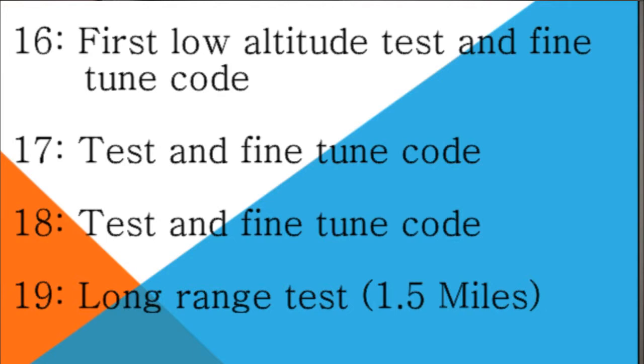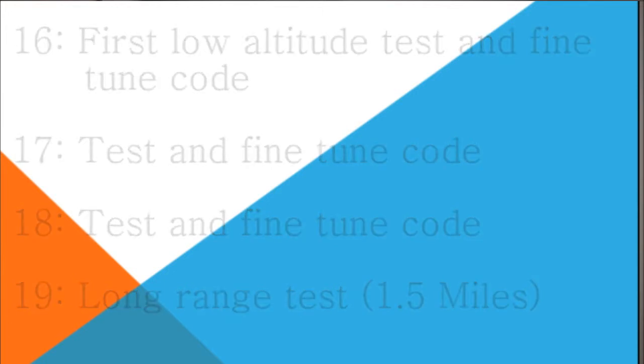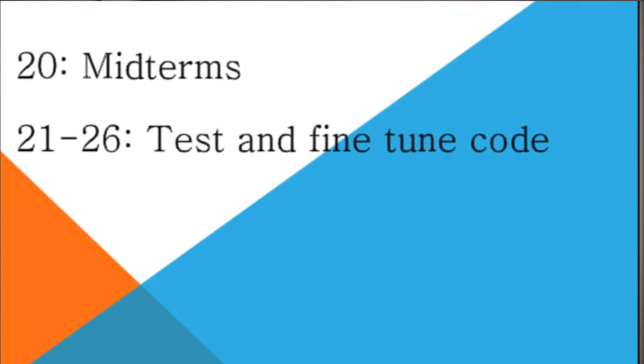In week 4 of winter term, which is week 19 of our overall schedule, we will have our first long-range full altitude test in Eastern Oregon. That will include going to an altitude of at least 100 feet, flying at least 1.5 miles away from the command center, and then returning to base fully autonomous. On week 5, we will take a break for midterms, and then weeks 21 through 26, we intend to test and continue implementing the final code until our helicopter is completed.